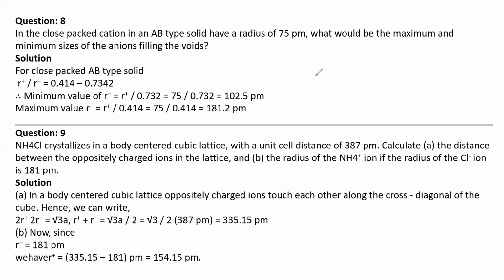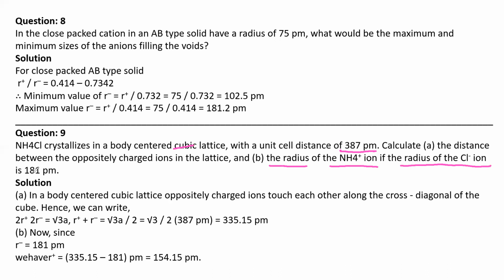Next question, question number 9. NH4Cl, that is ammonium chloride, crystallizes in a body-centered cubic lattice with a unit cell distance of 387 picometers. Calculate the distance between the oppositely charged ions in the lattice. Very, very important new model we have got. Also calculate the radius of the ammonium ion if the radius of the chloride ion is 181 picometers.